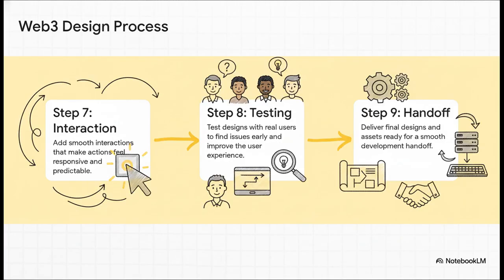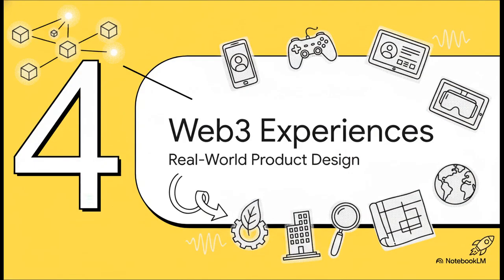And for the final stretch, the design is really brought to life. Interaction design adds all those smooth animations and bits of feedback that make an app feel snappy and reliable. But then comes what might be the most important step of all: usability testing. This is where real users actually try the design to catch any lingering confusion. And that's so critical in Web3, where one tiny mistake can have huge consequences. Once it's perfected, the design handoff packages it all up for developers so the build is flawless. So that's the whole process, from A to Z.